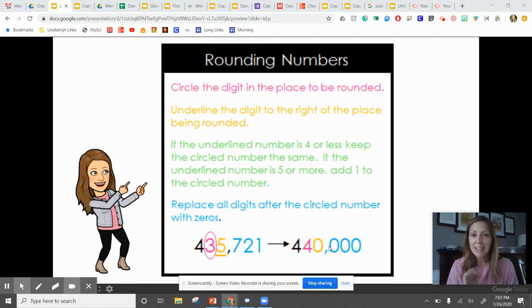Hi everyone, today I wanted to quickly review rounding. Remember, we're going to round in 4 steps. The first thing we're going to do is circle the number in the place that needs to be rounded.